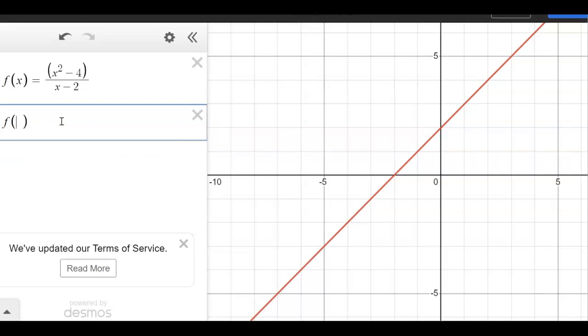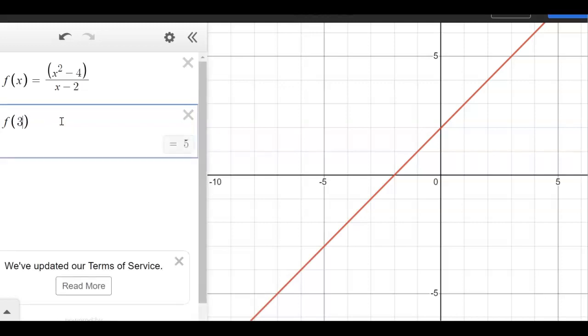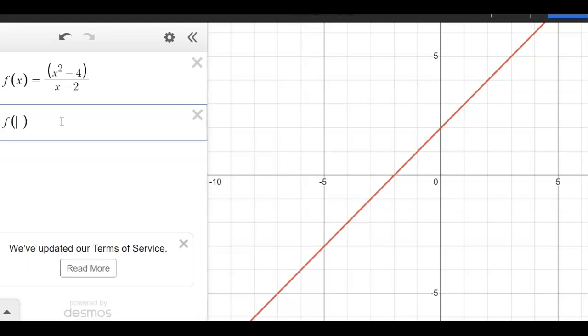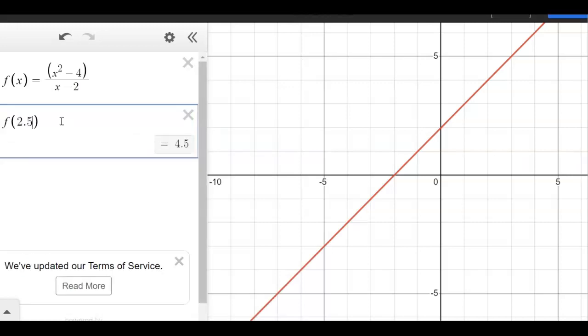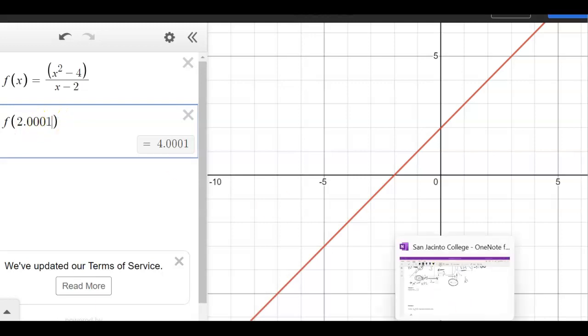I could also go from the other side. So I could look at 3. I could look at 2.5. I could look at 2.1. I could look at 2.0001. And you can see my y values get really, really close to 4 as x gets really close to 2.